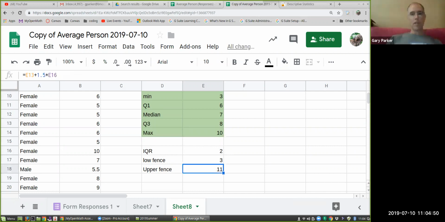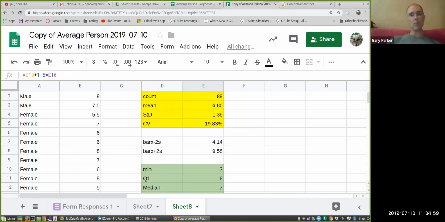The other way to look for outliers is to use the standard deviation. Now remember, standard deviation is an average distance from the mean, so you have to use the mean. Here I'm calling the mean x bar. Sometimes we call it x bar, sometimes we just call it the mean, sometimes we call it the average.